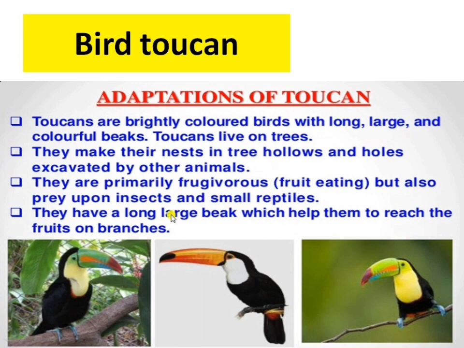They have a long, large beak which helps them to reach the fruit on branches easily. That's why they have the long beak. These are the adaptations of the toucan.